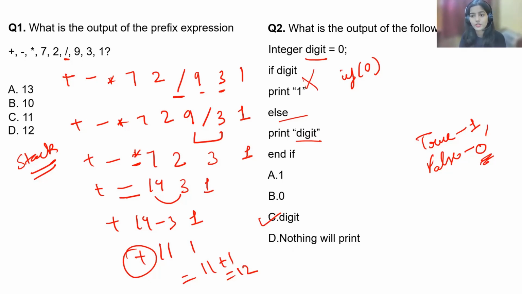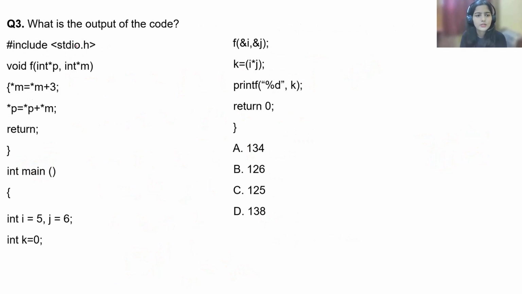Let's move to our next question now. So here's our next question. Let's see. Always remember to start the execution, or start understanding the code, from the main function. Don't directly jump to this function f which has been defined. That would be easy and not problematic for you. So let's move to the main function first.